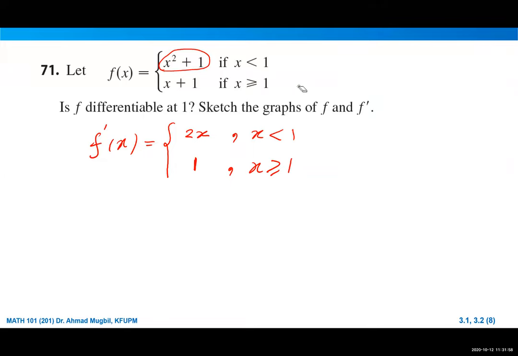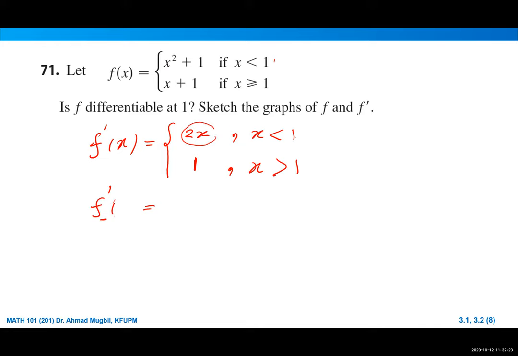Why? I need to check, as you said, at the branch point. The branch point here is 1. So I need to check it before putting equals, so I should put them without equal. So this is the derivative. Now I need to check at 1. What will happen here? What is f prime from the left at 1?